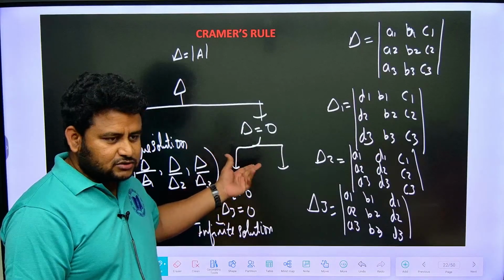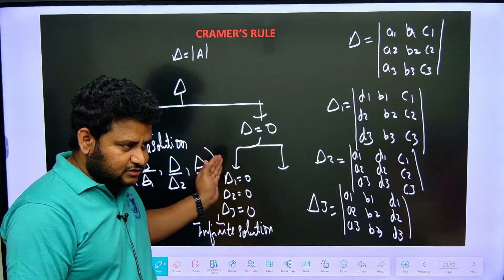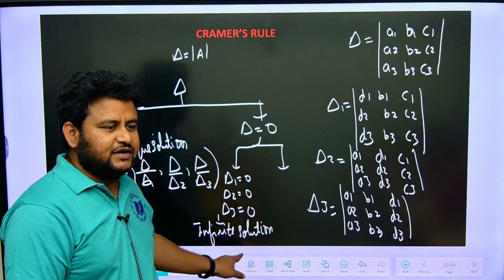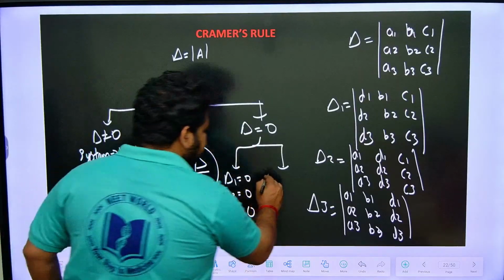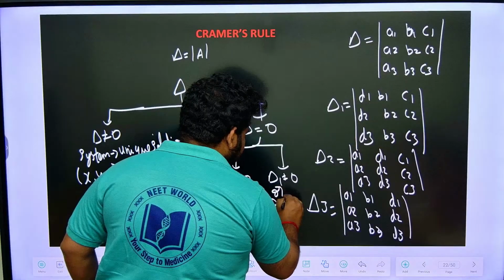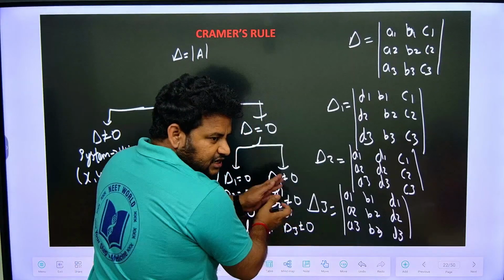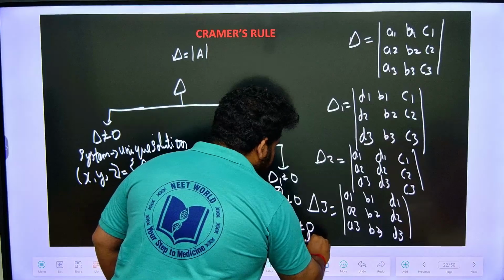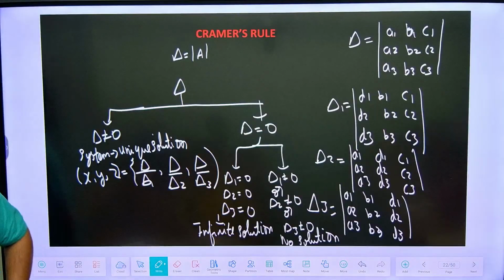If delta is equal to 0, there are two possibilities. First, delta is 0 and delta 1, delta 2, delta 3 are all equal to 0: all four deltas equal to 0 means infinitely many solutions. Next, delta is equal to 0, but delta 1 or delta 2 or delta 3 is not equal to 0. If any of the deltas is not equal to 0, then it has no solution. Understood? Please make a note of it. Cramer's rule will help you.